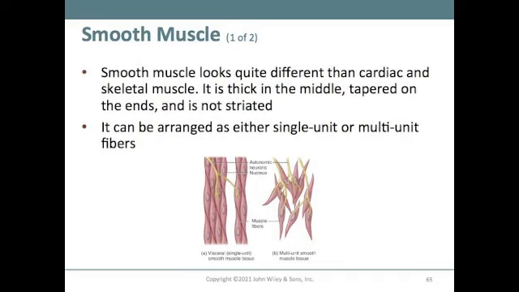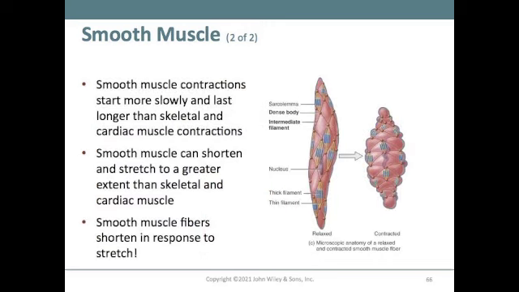Smooth muscle looks quite different than cardiac muscle and skeletal muscle. It is thick in the middle and tapered on the ends, and it is not striated. It can be arranged as either a single unit or a multi-unit of fibers. And there's a nice diagram of that on page 336, figure 10.16. And this is the same figure on page 336.